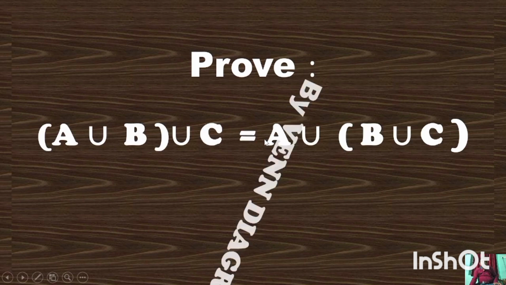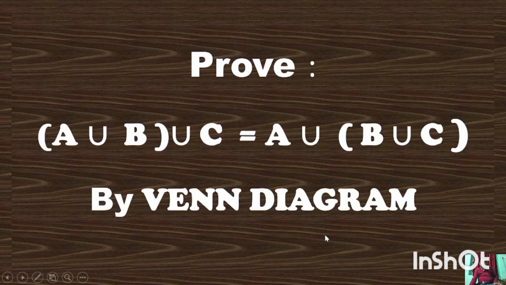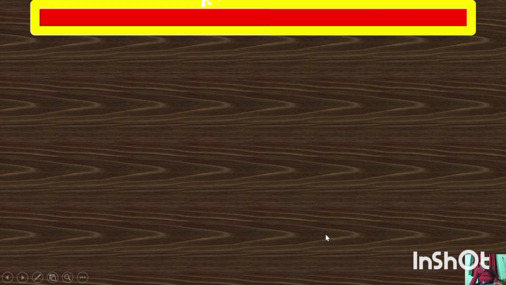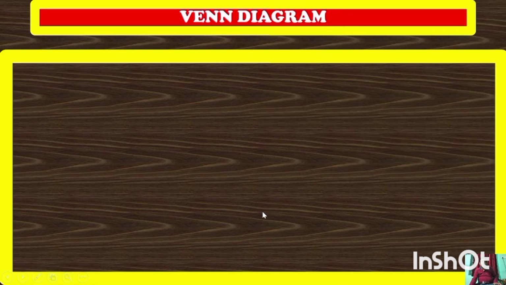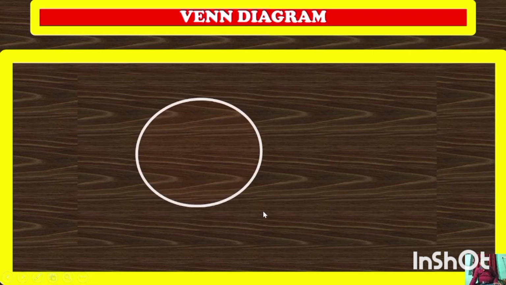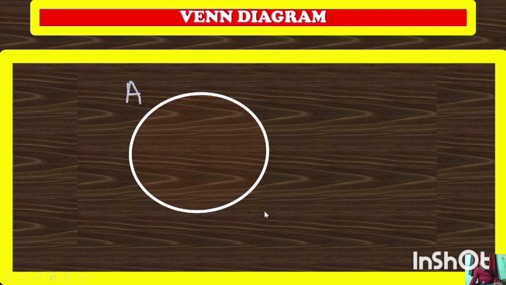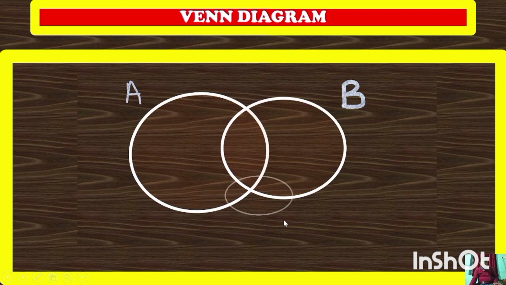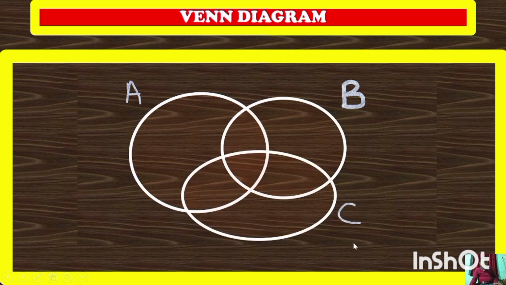Also, we can prove it by using a Venn diagram. Look at the Venn diagram here, an interesting Venn diagram for you. You see here the set A, here the set B, and another set C is taken. Understand? Okay, we first have to see the elements of A ∪ B.